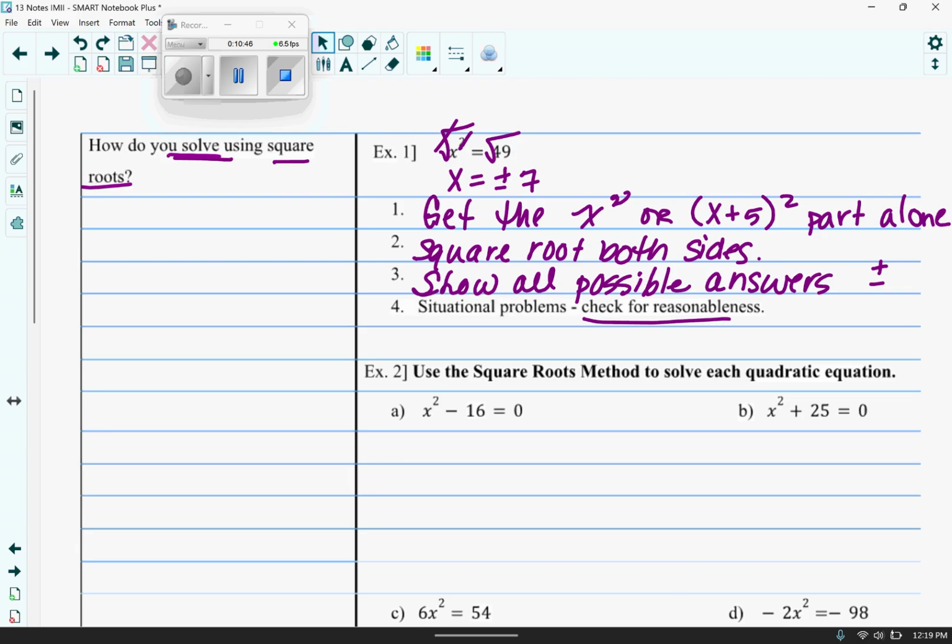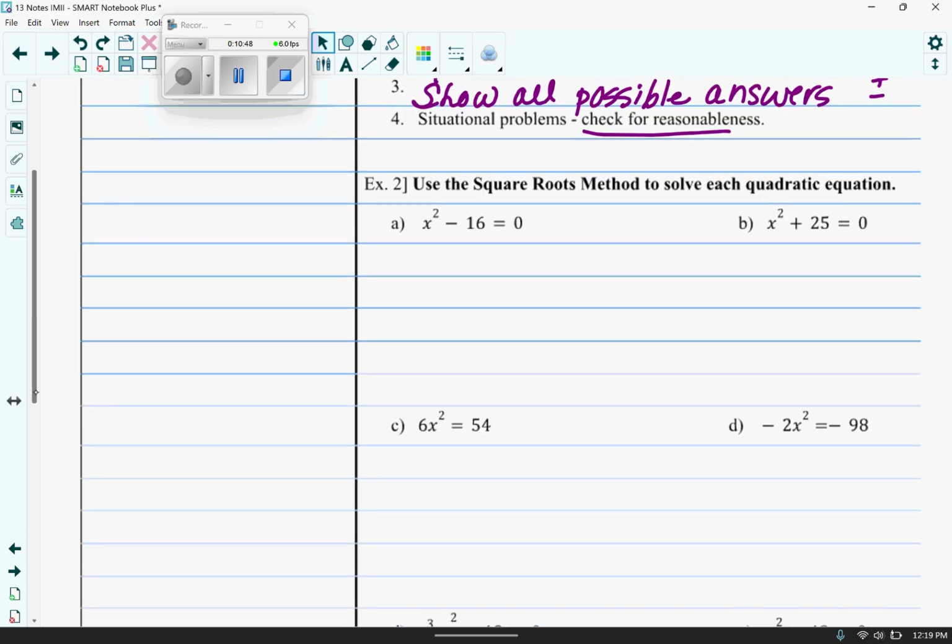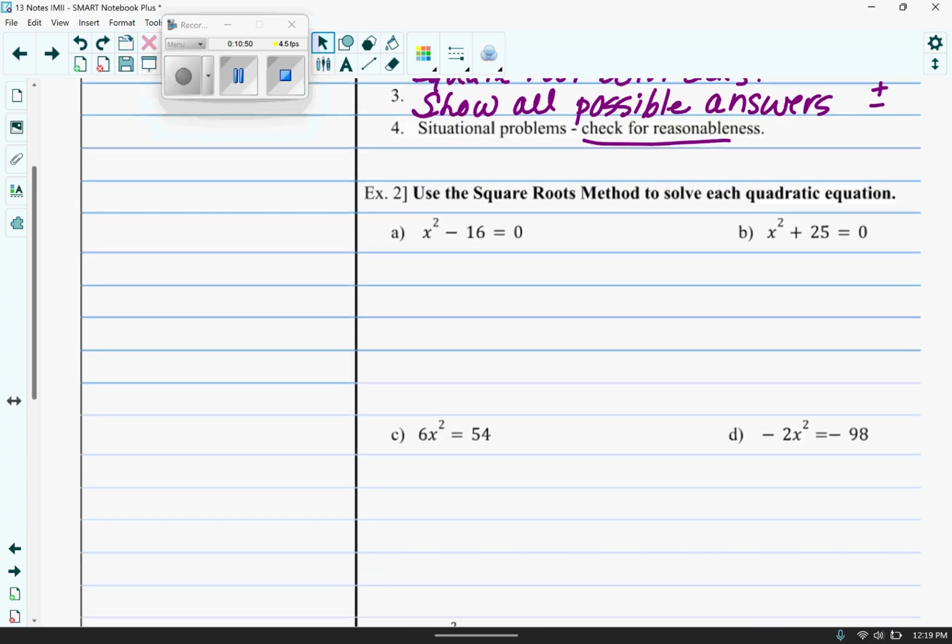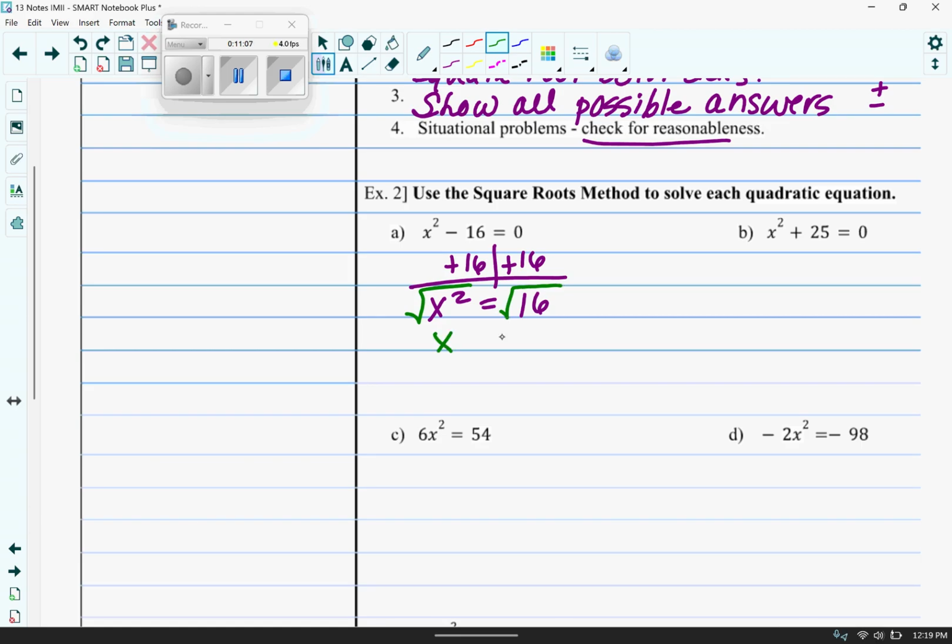All right, so let's start solving this first one. We're going to get the x squared part alone. So it's a one-step equation. We're going to go plus 16, plus 16. So x squared is equal to 16. But I have to get x, not x squared. So we're going to square root both sides. So x is equal to positive or negative 4.